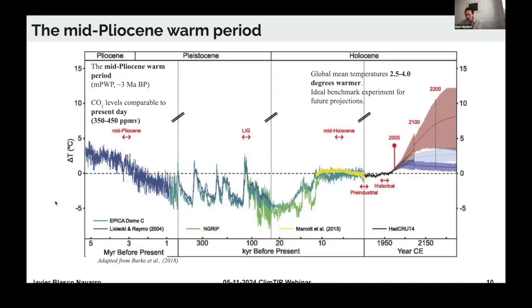So this is the so-called marine ice cliff instability, which was not part of the model, right? It was not part of the model. Right, okay.